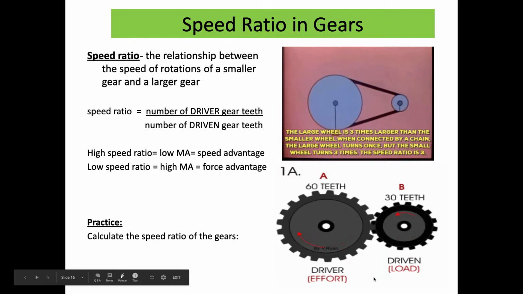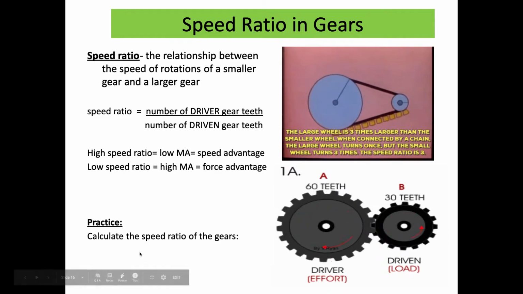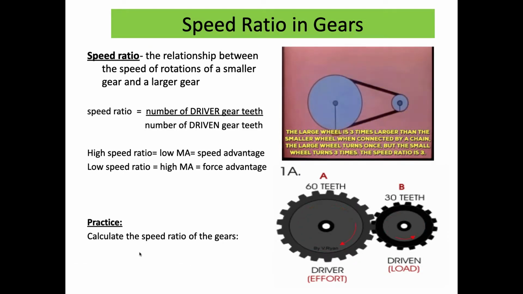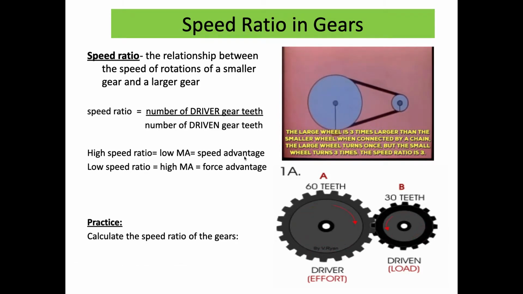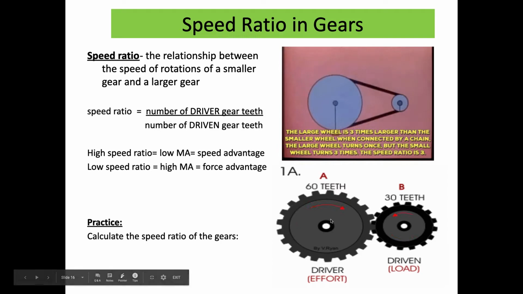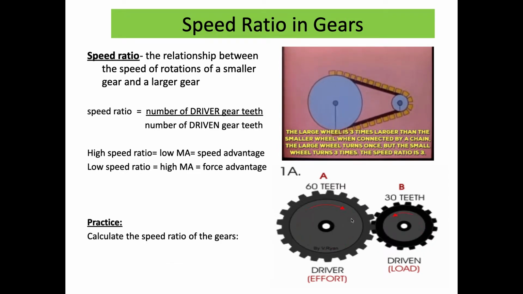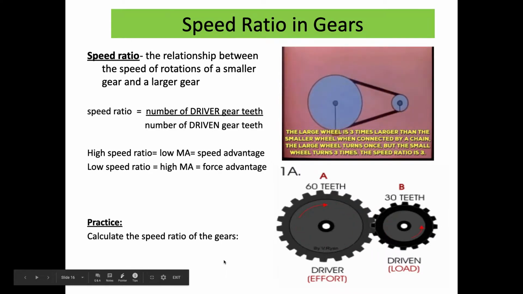I want you to note that this setup is the pinion and wheel setup, and therefore they're turning in the opposite directions. Speed ratio, remember, is the driver gear over the driven gear, so it's going to be 60 divided by 30, which is going to give us a 2. High speed ratio means low mechanical advantage, and we're going to actually get a speed advantage. Anytime the larger wheel is going to be the driver gear, then I'm going to get a speed advantage. Anytime the smaller wheel is the driver gear, I'm going to get a force advantage. And that will become more clear as we do a couple of more examples.